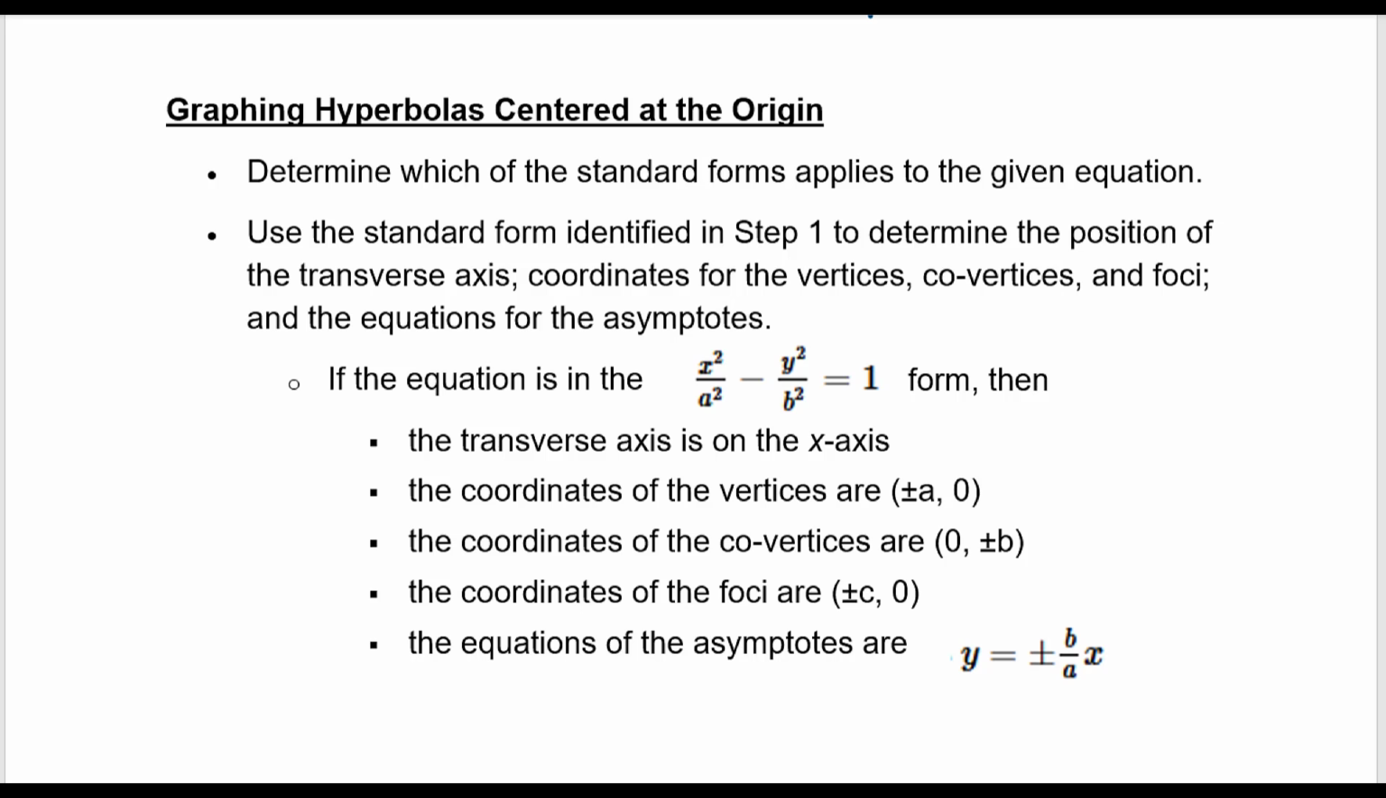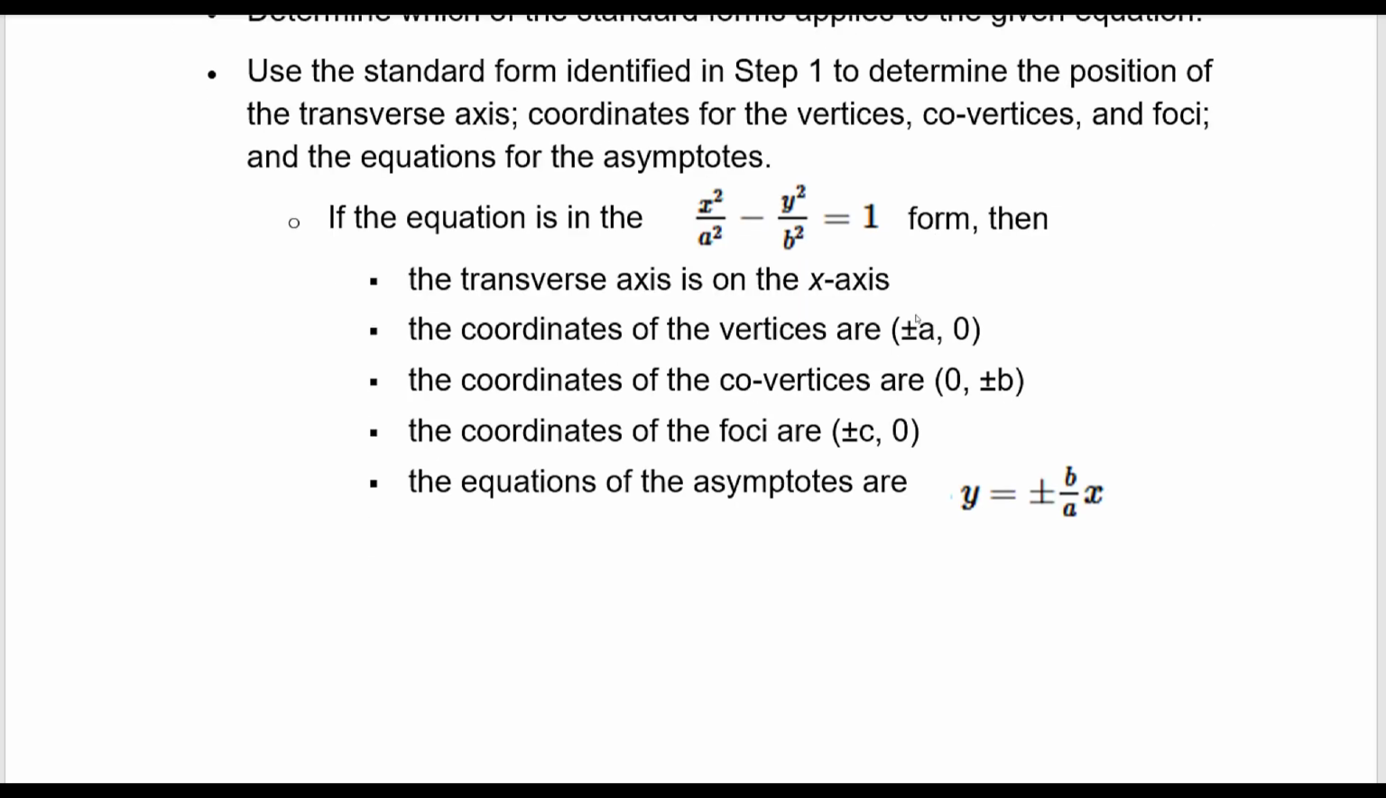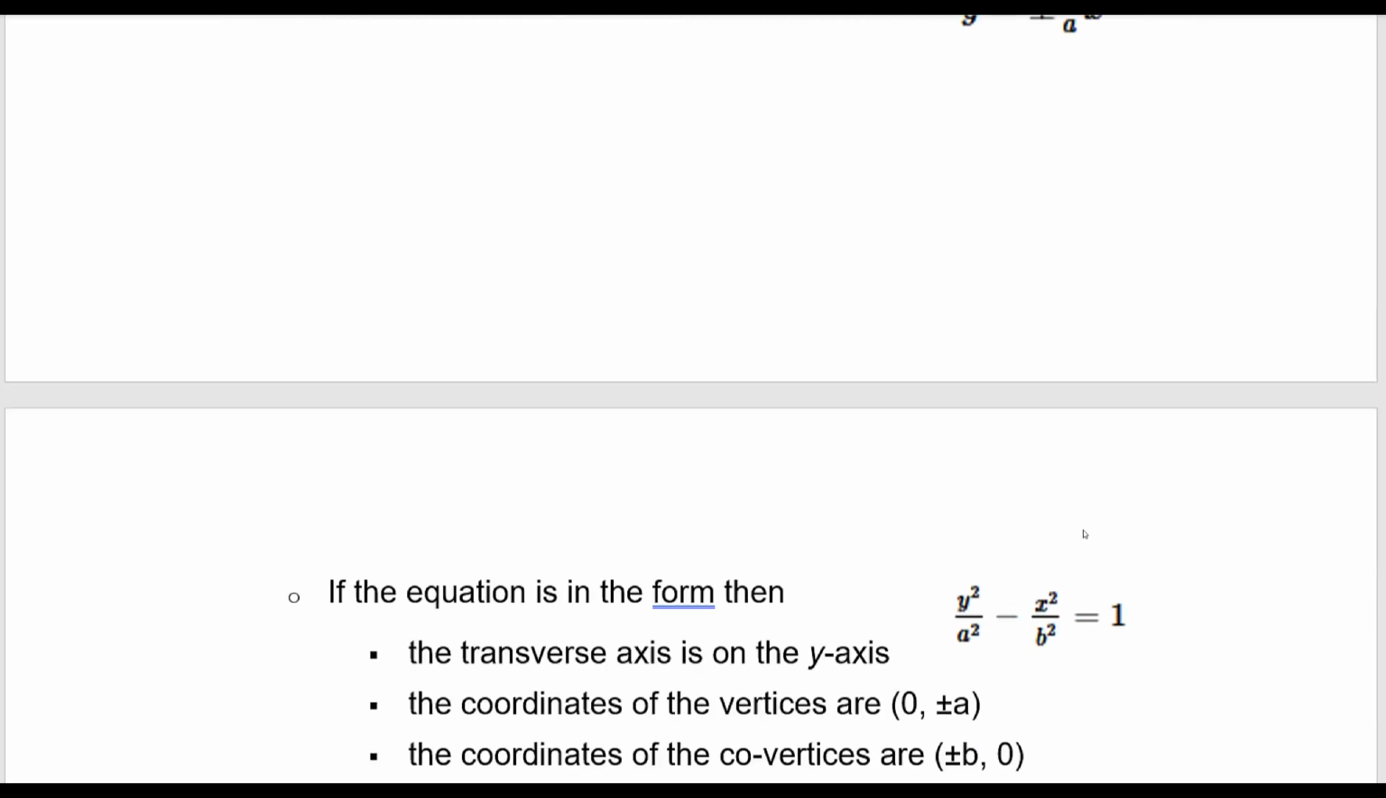So if you have the x squared over a squared minus y squared over b squared version equals 1, then your transverse axis is on the x-axis. Coordinates of the vertices are plus or minus a comma 0. Coordinates of the covertices are 0 comma plus or minus b. Coordinates of the foci are plus or minus c comma 0. And your equations for the asymptotes are y equals plus or minus b over a x.